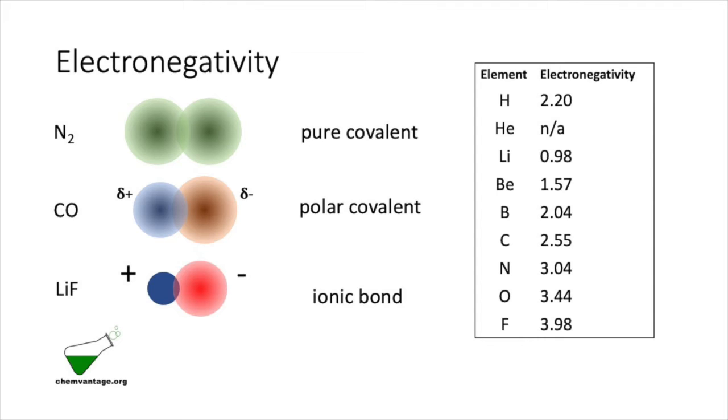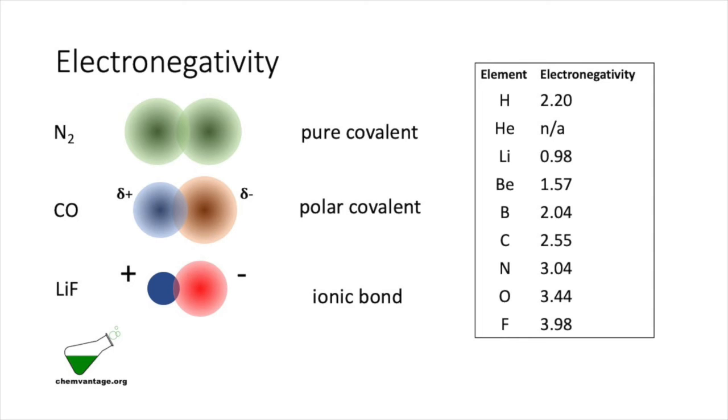The electrons in a bond between two identical atoms, like nitrogen, are shared equally because the atoms have identical electronegativity. So we say they form a pure covalent bond. If the electronegativities of the atoms are somewhat different, as in carbon monoxide, the sharing is unequal, and the oxygen end of the molecule acquires a partial negative charge, while the carbon end of the molecule becomes partially positive. This is called a polar covalent bond.